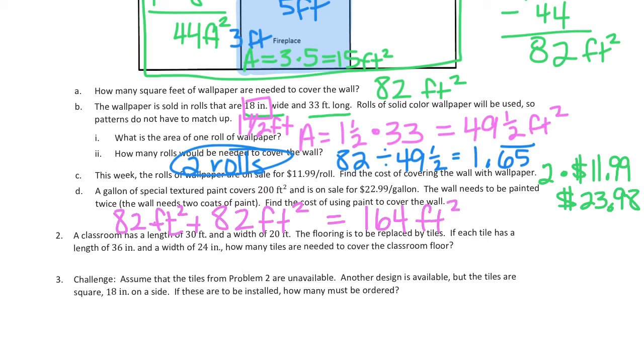Well, 1 gallon gives me 200 square feet. So I only need to buy 1 gallon of paint because that 200 square feet will be enough to do both coats. So it's going to cost me $22.99.